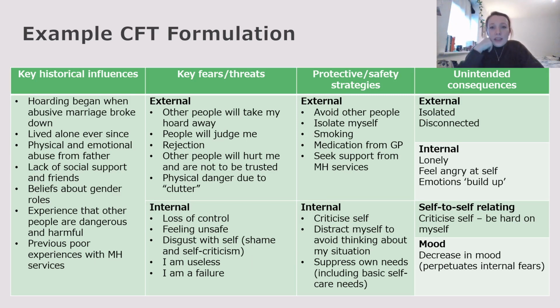Now, thinking about some protective and safety strategies that she had employed, both externally and internally. She avoided other people. She wouldn't let other people around to her house. She isolated herself. She was smoking to help her cope, because it gave her a lift when she smoked. She's got medication from her GP for her low mood and for sleep. Seeking support from mental health services. So those are some things that she's already done. As you can see, some might be helpful, some might not be helpful, but these are just non-judgmentally writing down all of the safety strategies that she's employed. And internally, she would criticize herself and distract herself to avoid thinking about her situation.